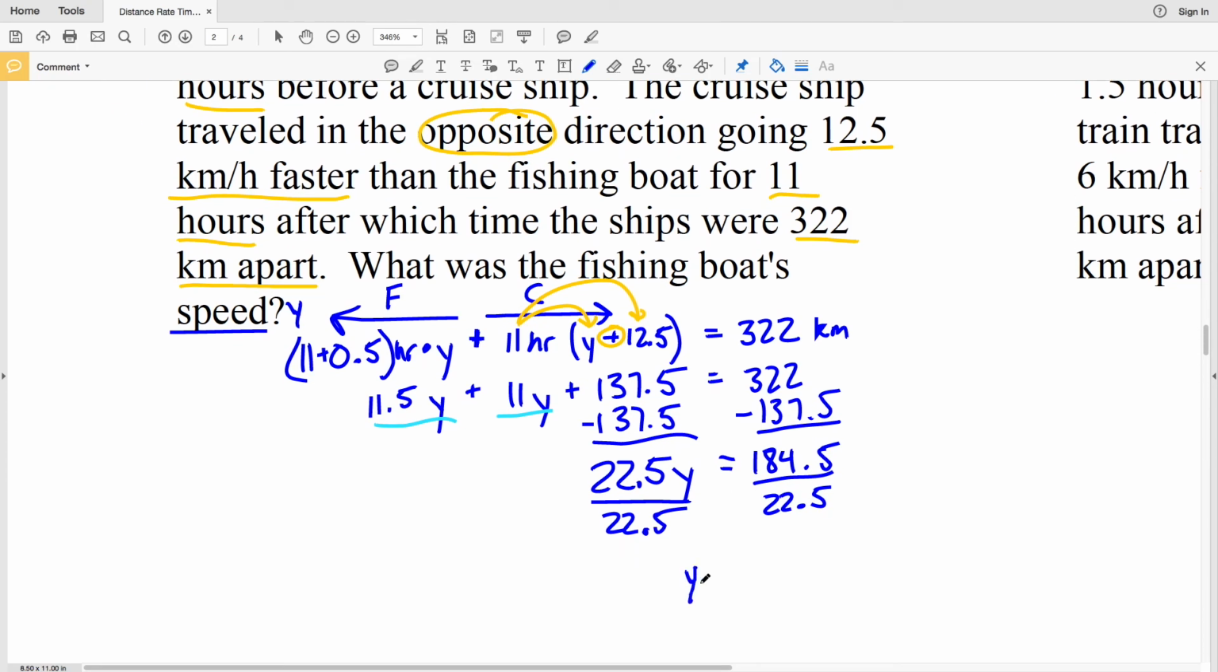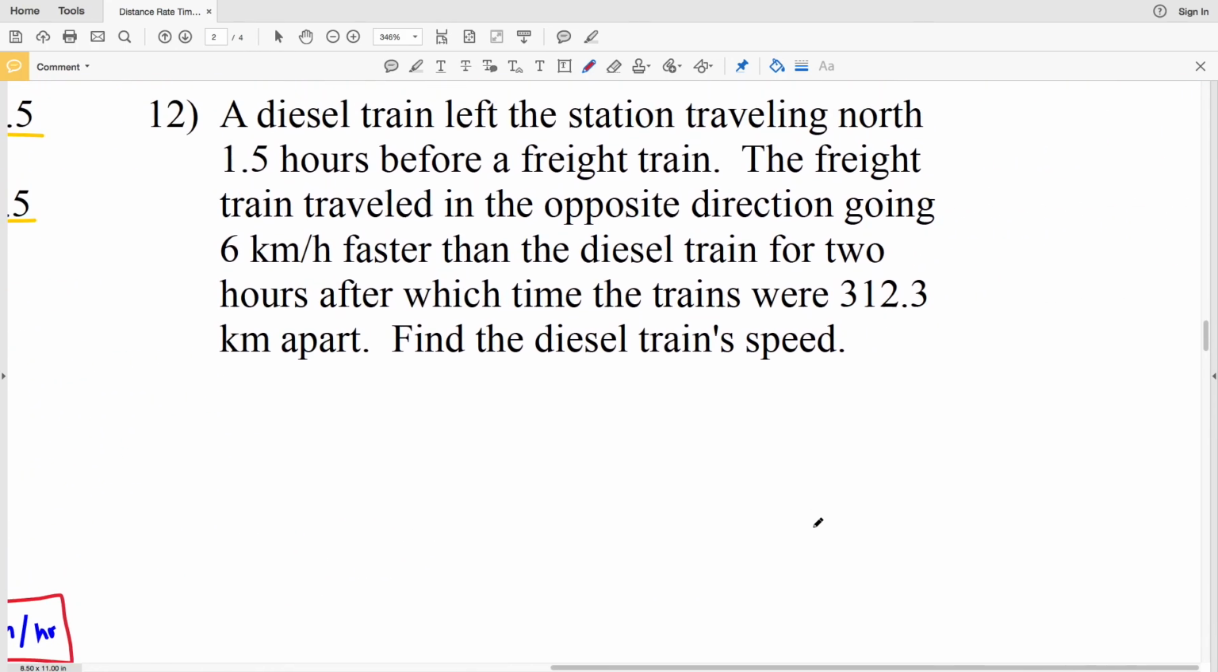That's going to give me that y is equal to 184.5 divided by 22.5, which is 8.2, and we're in terms of speed, so this is 8.2 kilometers per hour. And that's my solution for number 11. The last problem in this worksheet, number 12.